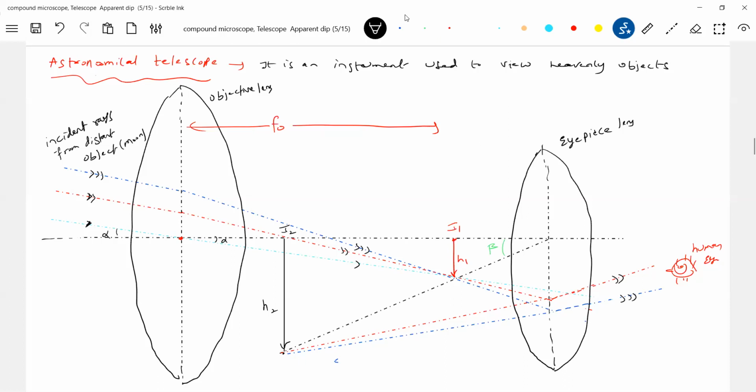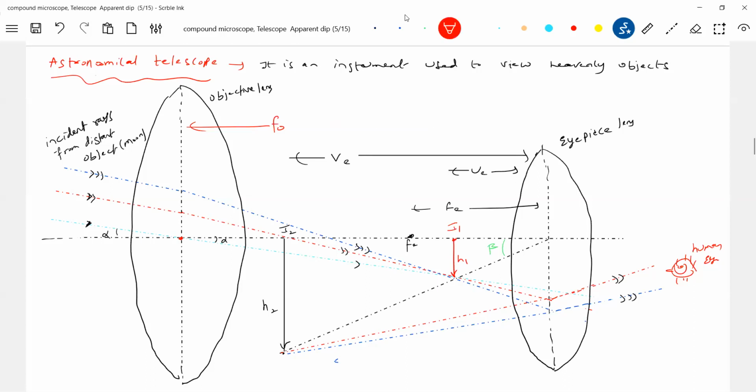And there's the UV, and this is VE, the image distance, and FE will come somewhere here. This is F naught till here. All the distances I indicate. Just see once. Okay, now let's get into the calculation part.